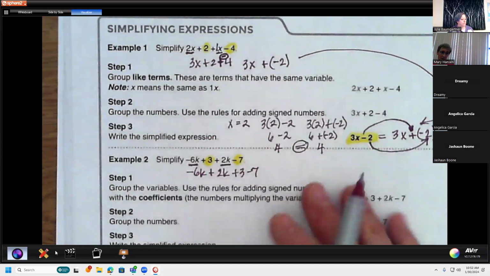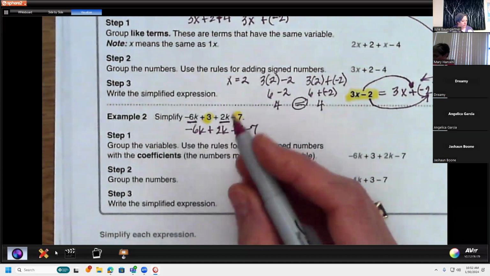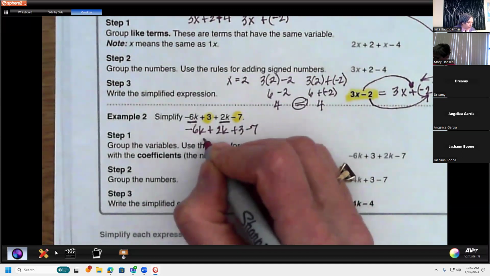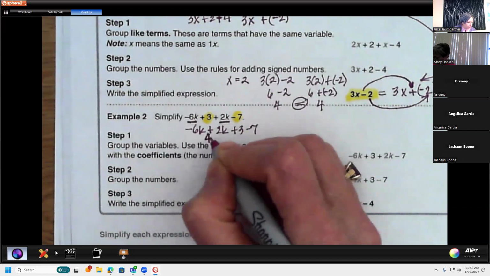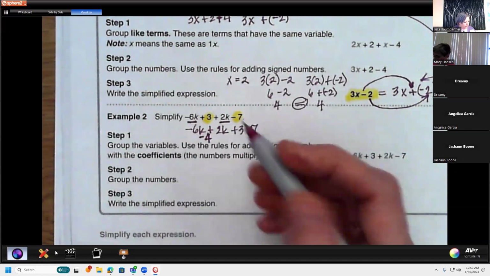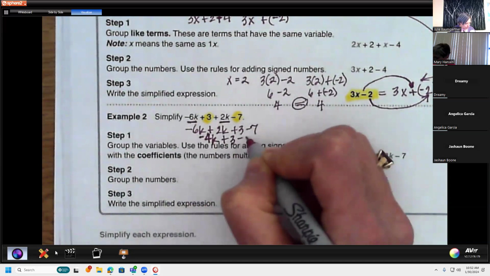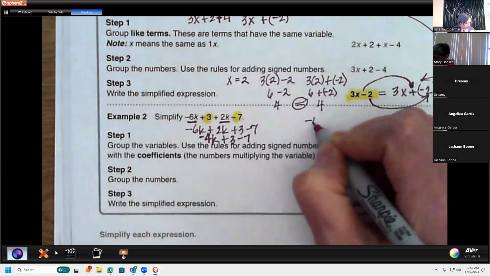And so I'm going to add these two numbers, negative 6 plus 2, just like I added 2 plus 1 up here. And negative 6 plus 2, the signs are different. And so I'm going to subtract the numbers and get 4. It's negative because the 6 is bigger than the 2 and the 6 is negative. Negative 4k plus 3 minus 7.